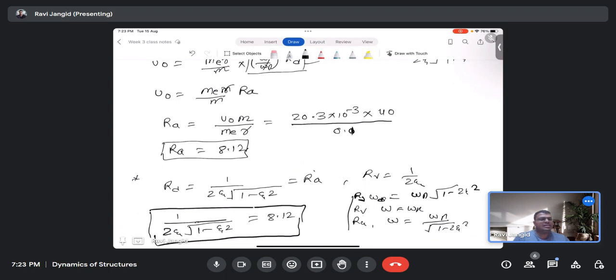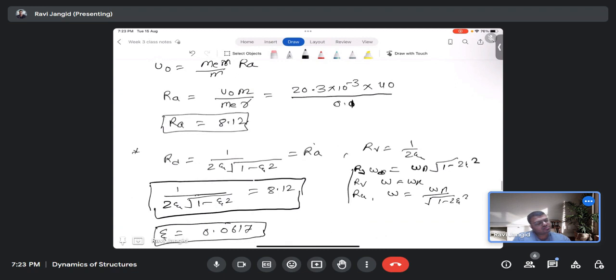If you do the mathematical derivation, putting in the values of RD, RA, RV, you will get RD and RA as the same, and RV is 1 over 2 psi. Any doubt? Here, this RD has omega and 1 minus 2 psi square, a square root. It's for the resonating condition. Yes, resonating condition.